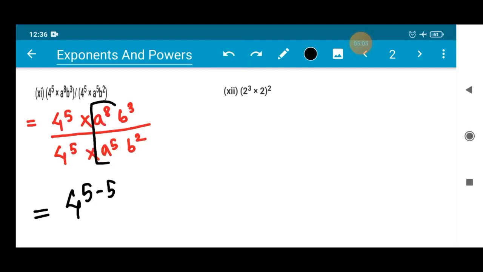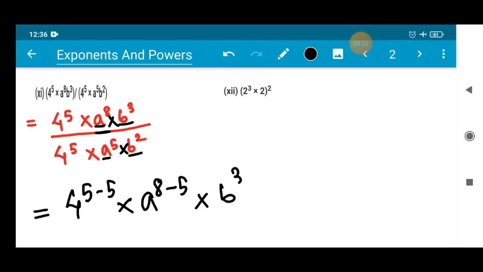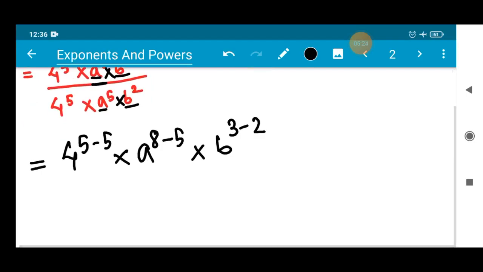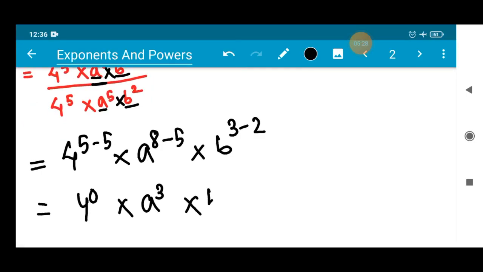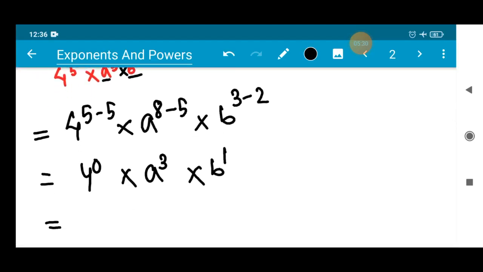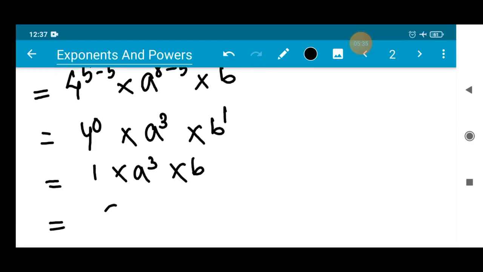Now here, we can distribute this. We can divide this, and we can write it as a to the power 8 minus 5, because they have the same base. There is a division sign in between and the exponent should be subtracted. Into, similarly, base same b, your exponent should be subtracted, 3 minus 2, which can be written 4 to the power 0 into a to the power 3 into b to the power 1. So the 4 to the power 0 can be written as 1, a cube into b, so the value is a cube b. Very simple, very easy.